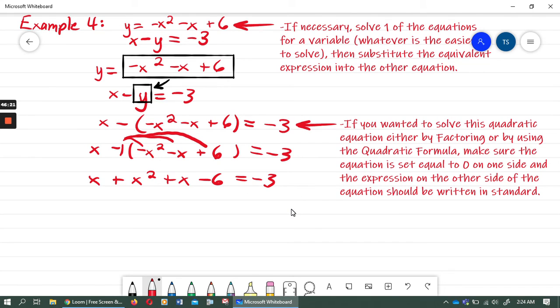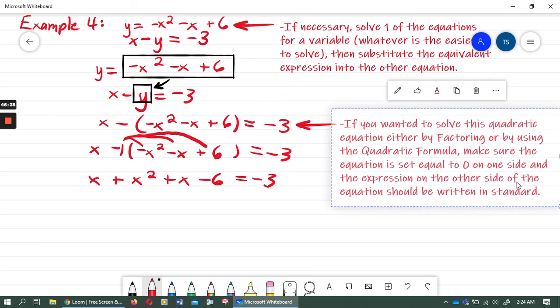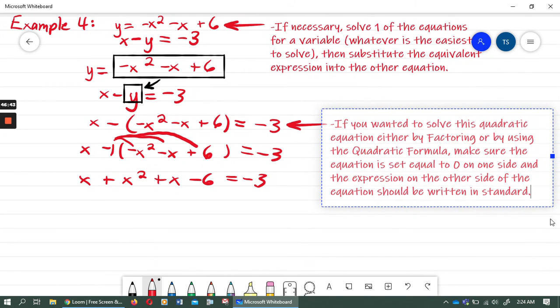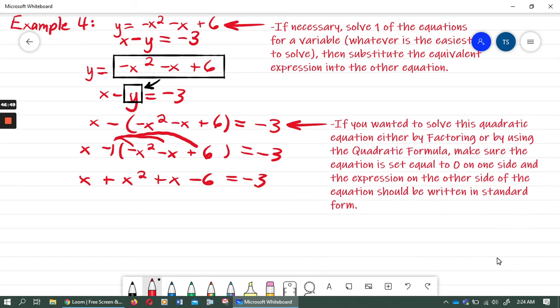Alright, so again, folks, let's go ahead and get this equation set equal to 0 on one side, and let's make sure that the expression on the other side is written in standard form. Let's go ahead and do that.